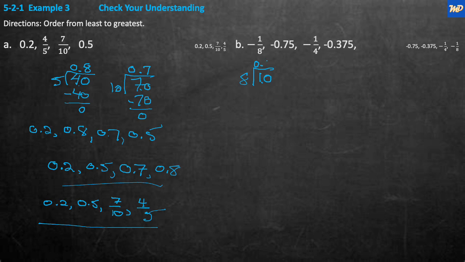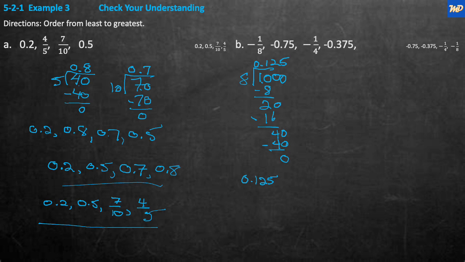So 8 goes into 10 one time. 8 times 1 is 8. 10 minus 8 is 2. Bring down another 0. Here's our other 0 right here. 8 goes into 20. How many times? 2 times. 2 times 8 is 16. 20 minus 16 is 4. Add a 0 here. Bring down another 0 here. 8 into 40 goes 5 times. 5 times 8 is 40. 40 minus 40 is 0. We have now completed. So the 1/8 is 0.125. And then the next one we have to deal with is the 1/4.